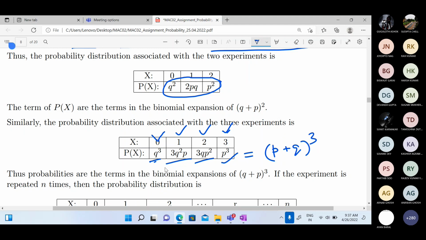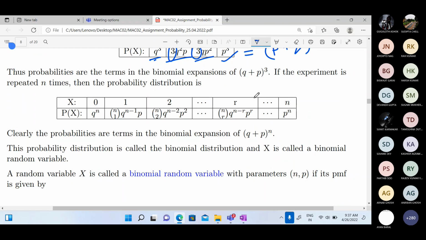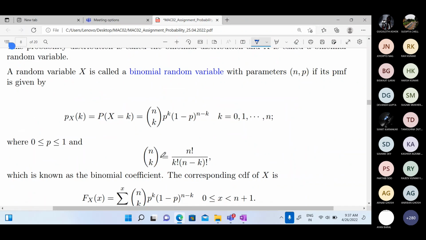So these coefficients are actually binomial coefficients. And similarly, if the same experiment is done n times, it will come like this in the general case: x equal to 0, 1, 2, up to r, up to n. So this coefficient is n choose r, which I will write later on. Let's see the first one. This n choose r means like this. Some people are familiar with nCr. Yes, both are the same notation. This is actually the standard.